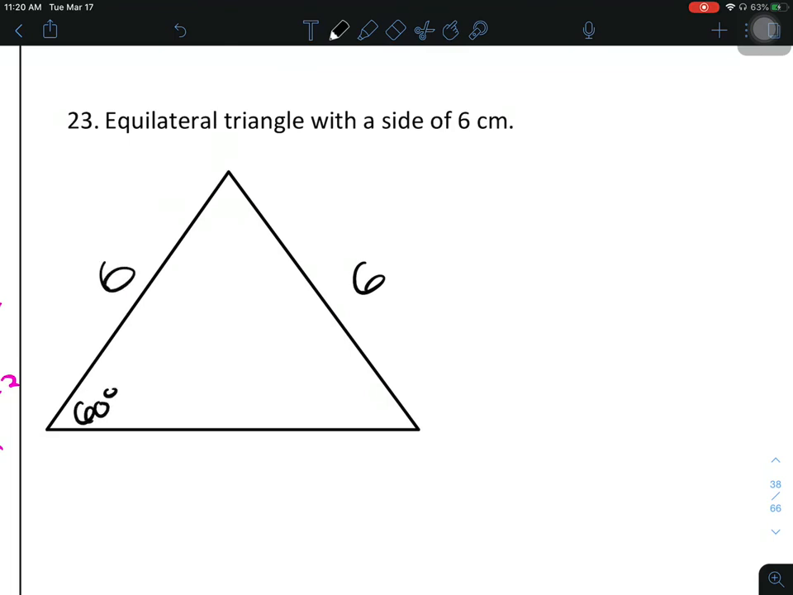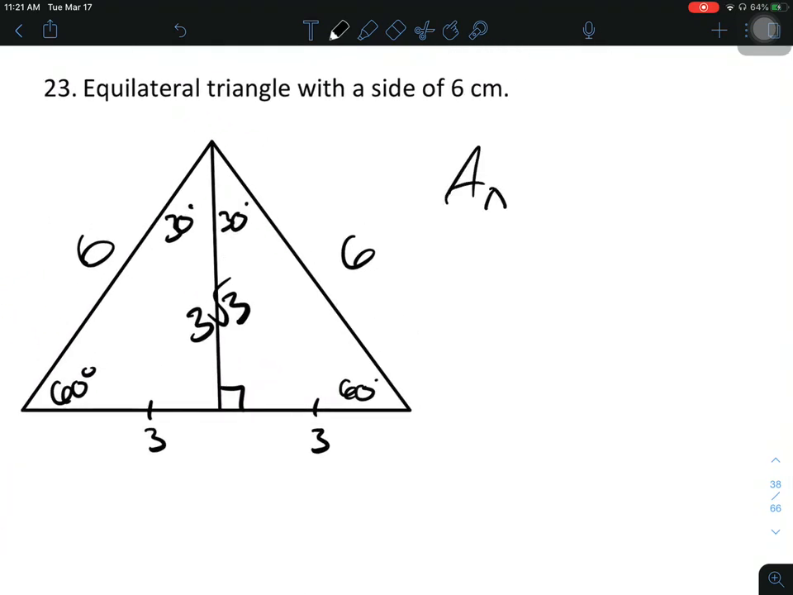Equiangular, equilateral. If you draw the height, it cuts the angle in half. Half of 60 is 30. Also, it is an altitude, and it cuts the side in half, which makes each of these 3. This is a special right triangle, 30, 60, 90. Short leg is 3. The long leg is the short leg times the square root of 3. That makes that 3 square roots of 3.